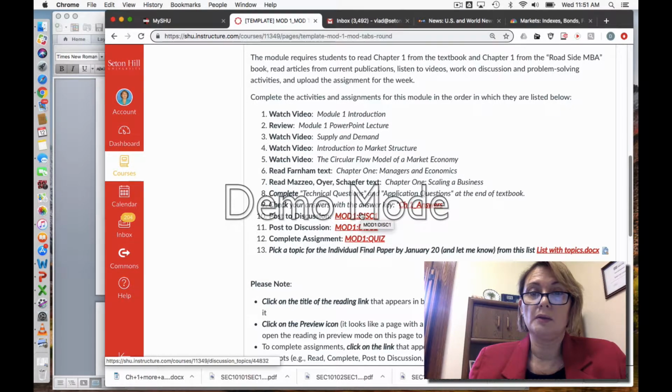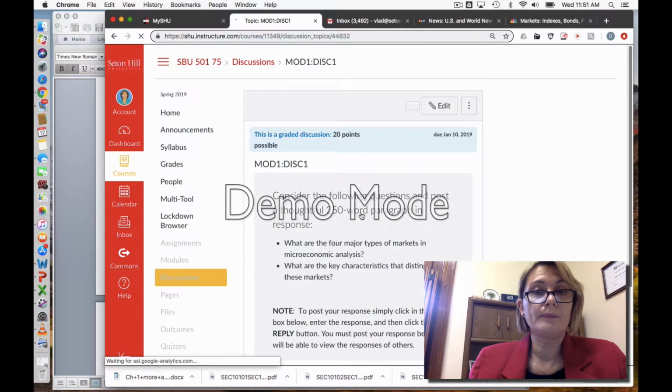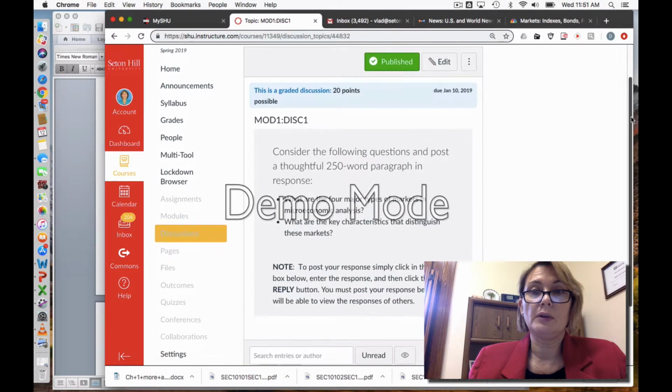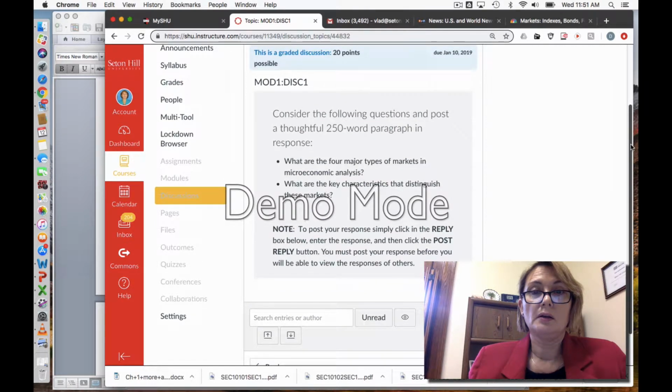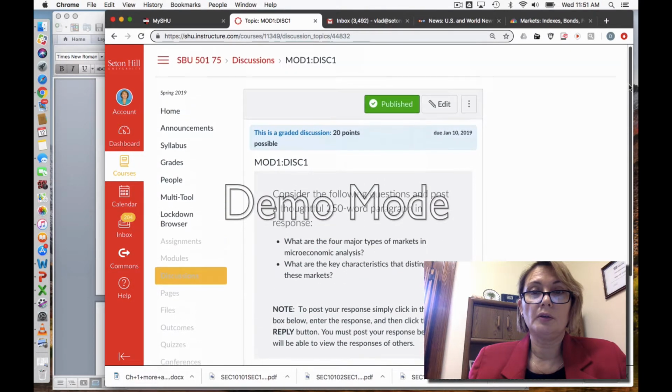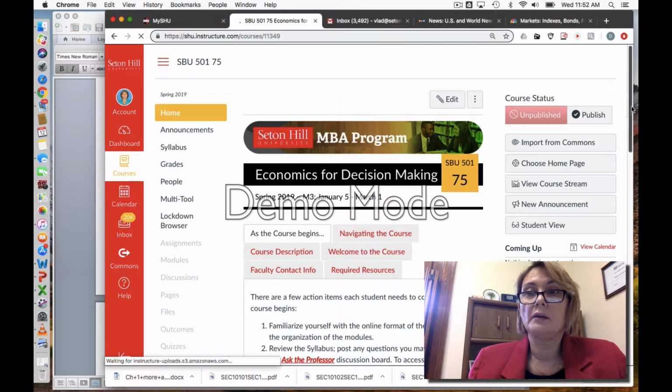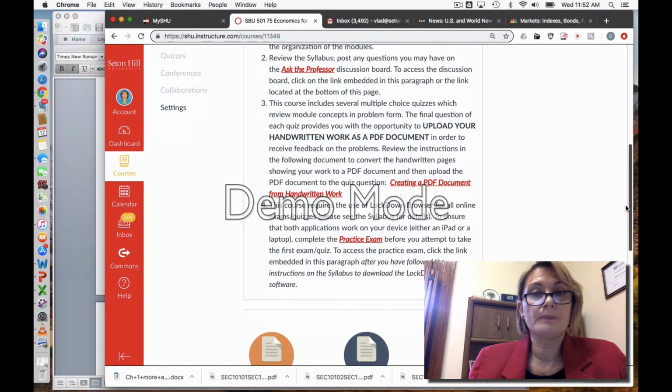So let's see how this discussion question looks like. See, those are the directions. You just have to read them and then post your answers. This one is from the theory, and the next one is from the other book, Roadside MBA. So just follow the instructions there, and let me know if you have questions.